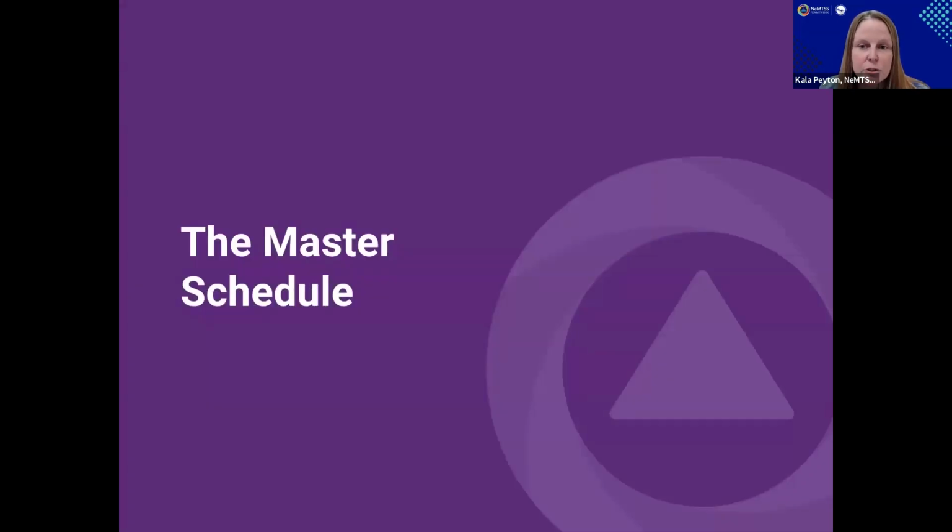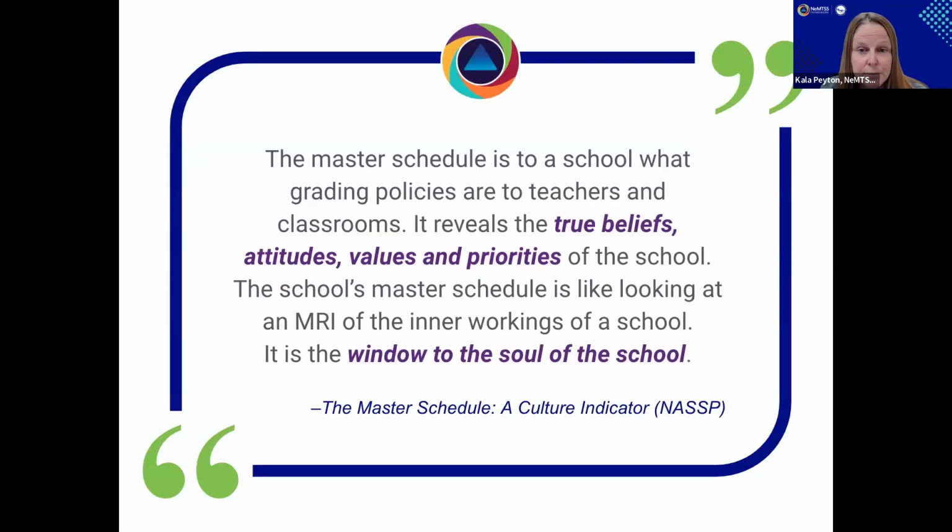Without a strong infrastructure and effective shared leadership, it is not possible to design a strong, layered continuum of support, engage in sound data-based decision-making, or support communication and collaboration. So an essential piece of building a sound infrastructure is the design of a master schedule. The master schedule truly does reveal the beliefs, attitudes, values, and priorities of a school.